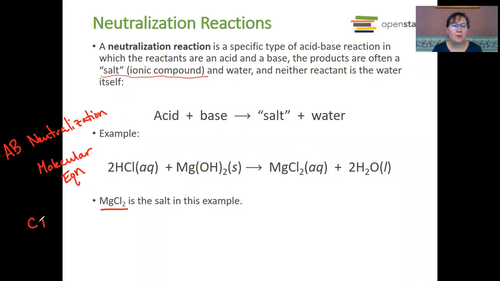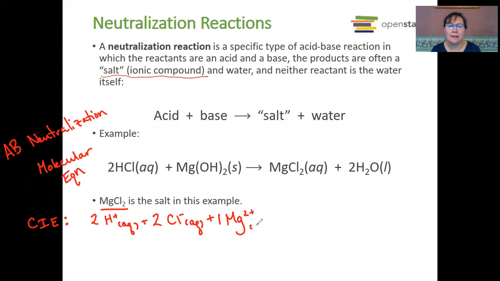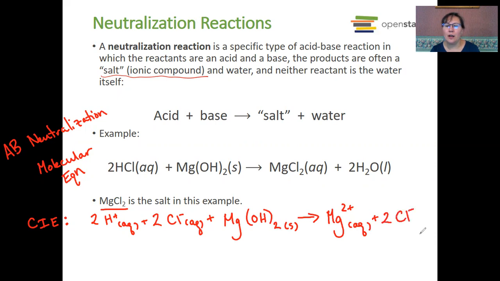Okay, so this is our molecular equation. We can also write a complete ionic equation for this reaction. So we have 2H plus aqueous plus 2Cl minus aqueous plus Mg(OH)2 solid yields, okay, now it's aqueous here, so we have magnesium ions plus 2 chloride ions plus 2 liquid water units.